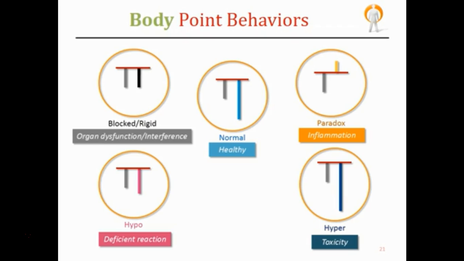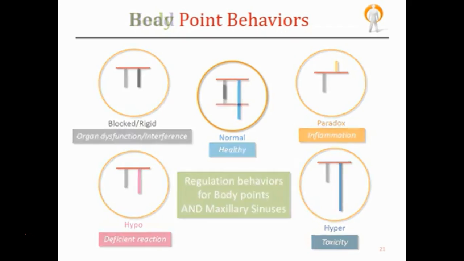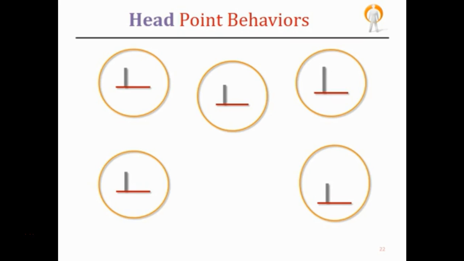These five behaviors apply to the body points from the neck down and the maxillary sinuses, which are the one exception of a head point that behaves like a body point. Now for the head points. Normal regulation for head points means that the second temperature reading warmed almost half a degree. This is the normal, healthy response.